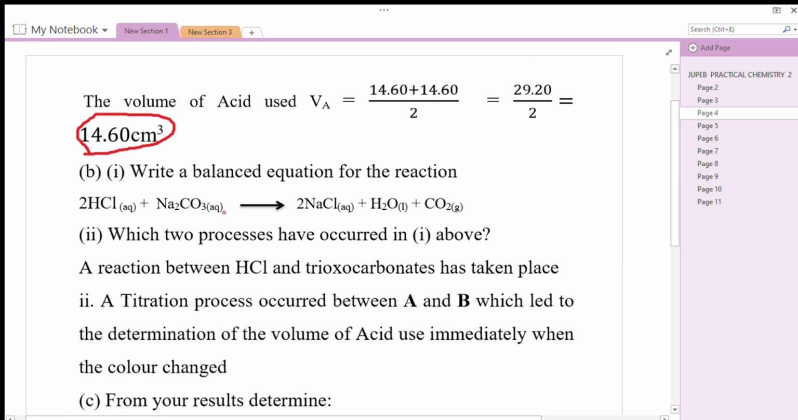So first thing, write a balanced chemical equation. Look at my balanced chemical equation here, with my state of matter. The next thing, which two processes have occurred in the above reaction?